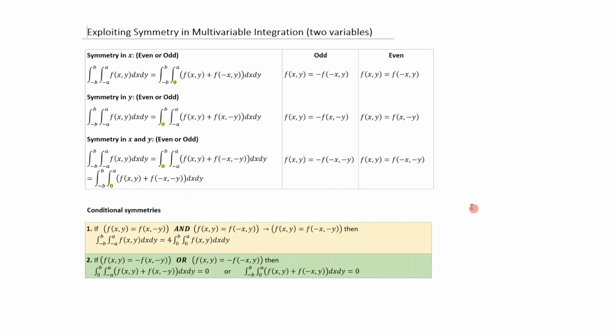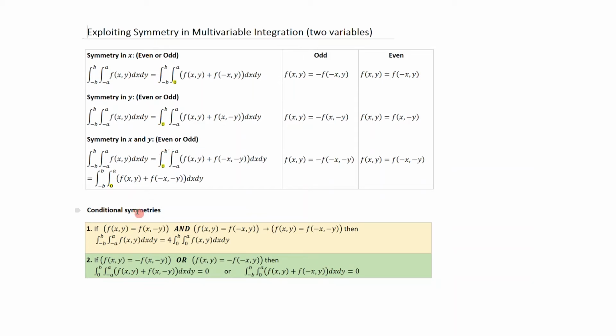All right, so this is just a summary of the different cases that we'll consider in detail. So let's look at them one by one. Here I'm saying symmetry in x. Symmetry in x would mean either we're dealing with an even function or an odd function with respect to the variable x. Here we're talking about even or odd with respect to y. In this case, we're looking at both x and y, either an even or an odd function.